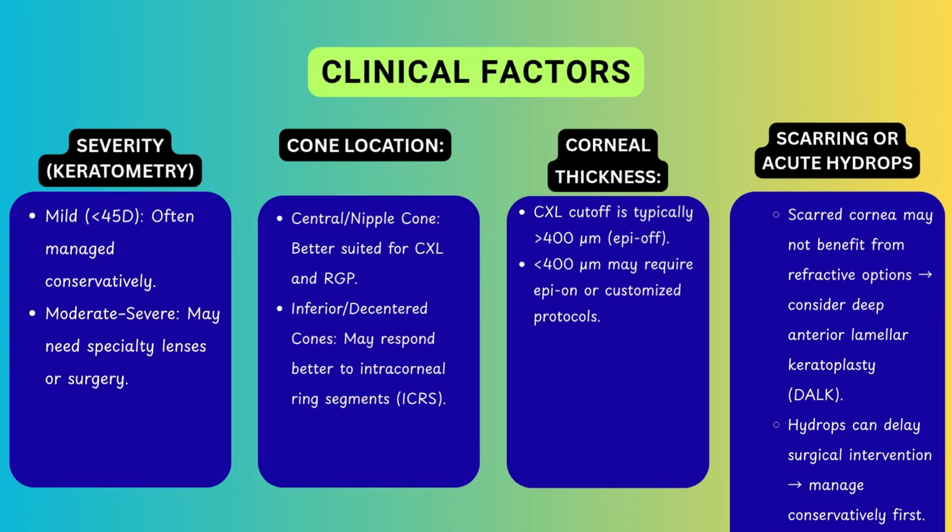Then, the fourth clinical factor is scarring or presence of hydrops. Now, this also changes the approach. Scarring may make the patient unsuitable for refractive correction. So, these patients you will have to consider deep anterior lamellar keratoplasty or penetrating keratoplasty. Moreover, if the patient has had hydrops, you need to wait for it to resolve before any surgery is attempted. Also, if there's hydrops, the patient would basically need a penetrating keratoplasty.